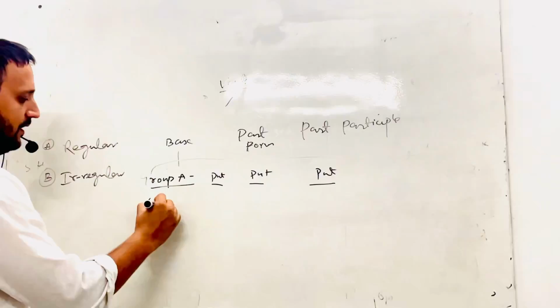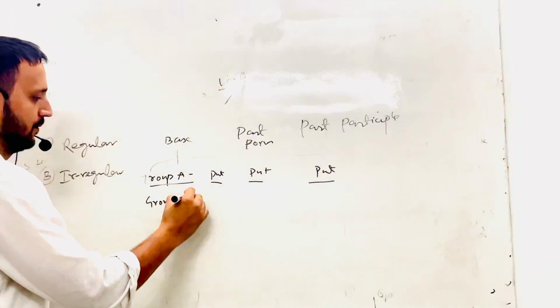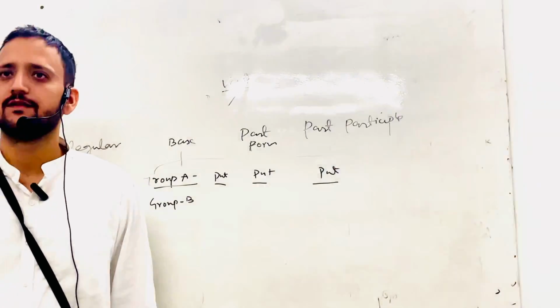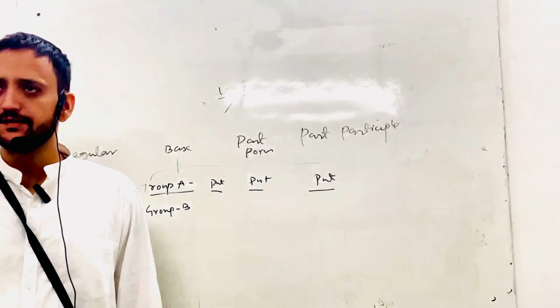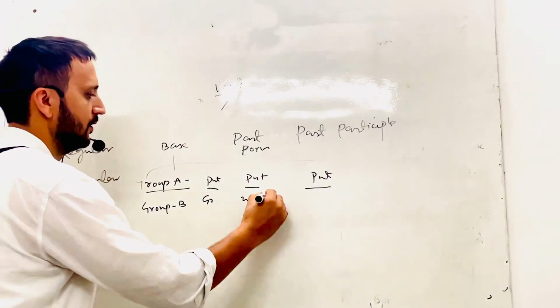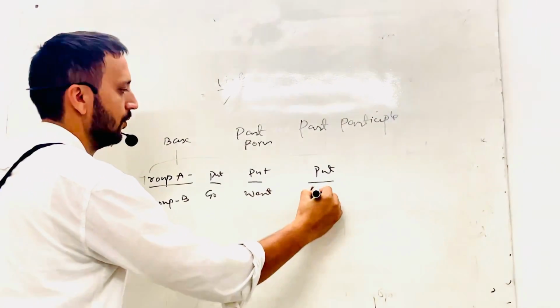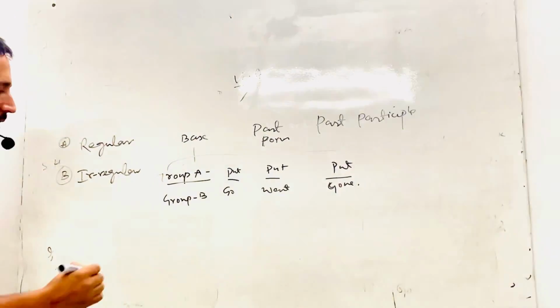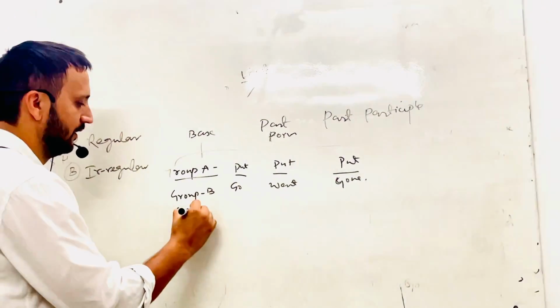Then group B category, where all forms are dissimilar. For example, go, went, gone. This is group B category. Now comes your group C category.